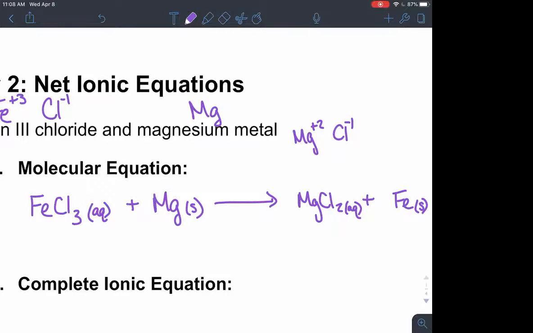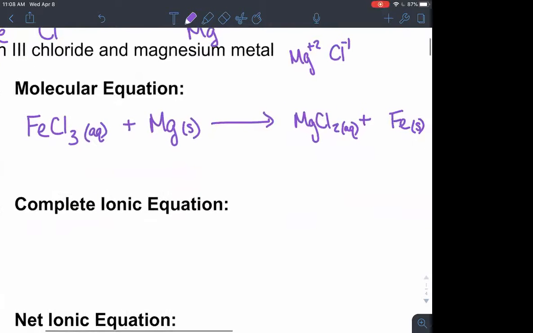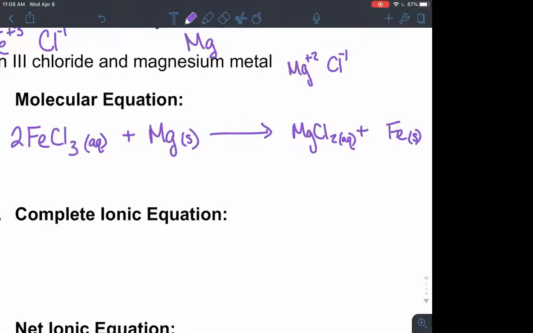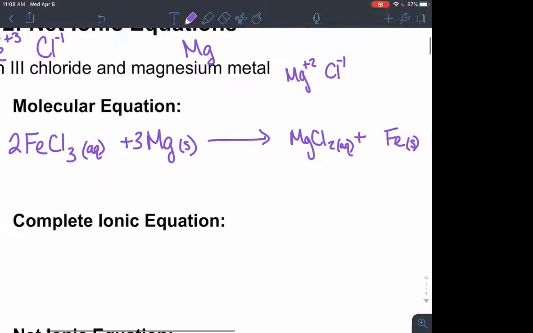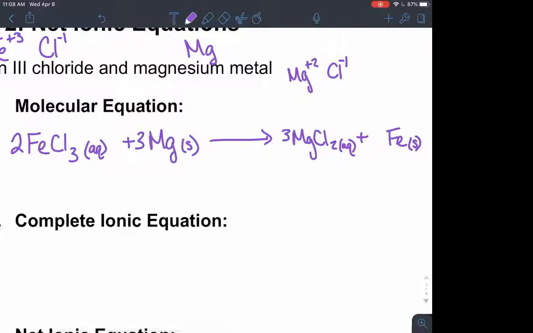Do you want me to say what the balance is? Yep. Tell me your balanced equation. 2 FeCl3. Okay. 3 Mg. Perfect. 3 MgCl2. Sweet. And 2 Fe. Awesome. All right. So now that we have our molecular equation, so that's our balanced equation, those are the exact same thing.